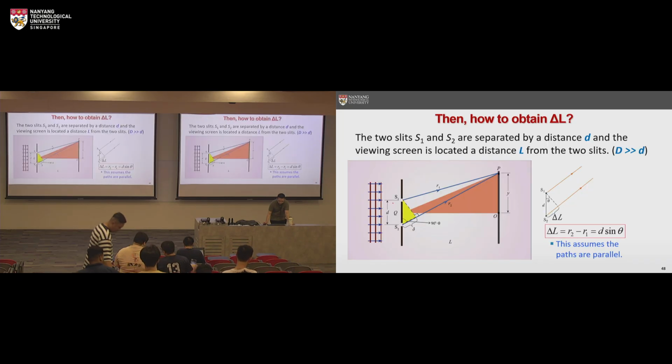Previously we mentioned that when your light is split into ray 1 and ray 2, there is a certain amount of optical path length difference between ray 1 and ray 2. According to the triangle calculation, this difference can be written as d sine theta. This theta is the angle in this top triangle over here. So delta L equals d sine theta. This delta L is the difference between ray 1 and ray 2.